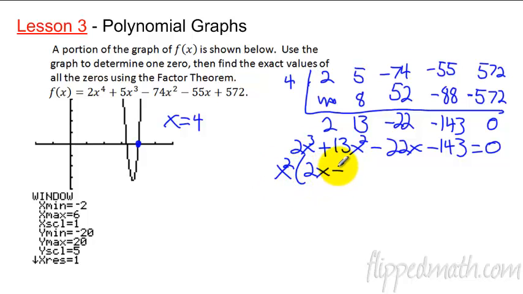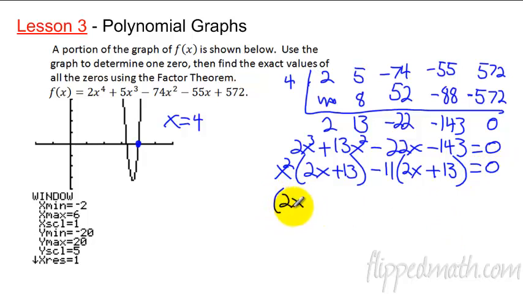2x plus 13. And then over here, whatever we take out, we want what's left to be 2x plus 13. So my guess is we're going to take out a negative 11, because that makes this a 2x. Now let's just hope that 143 divided by 11 is 13. Yes, it worked. 2x plus 13. I took out the negative, that's why it's plus. Equals 0. So now we have 2x plus 13 times x squared minus 11 equals 0.